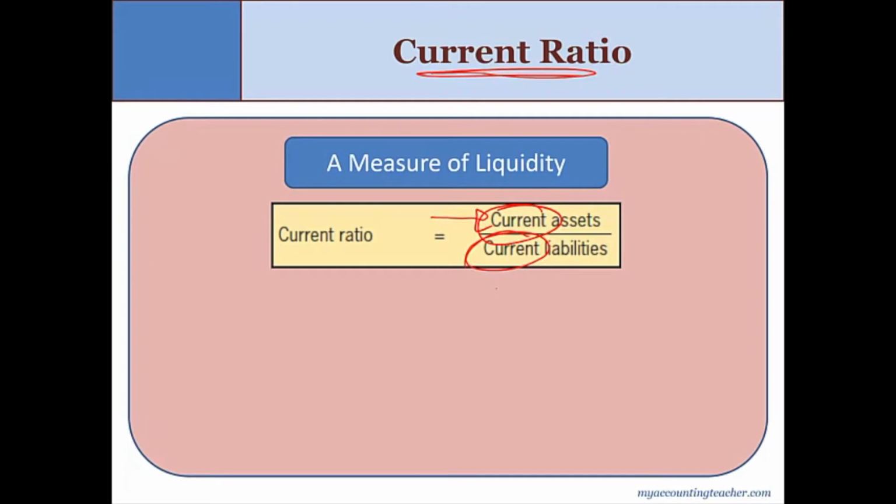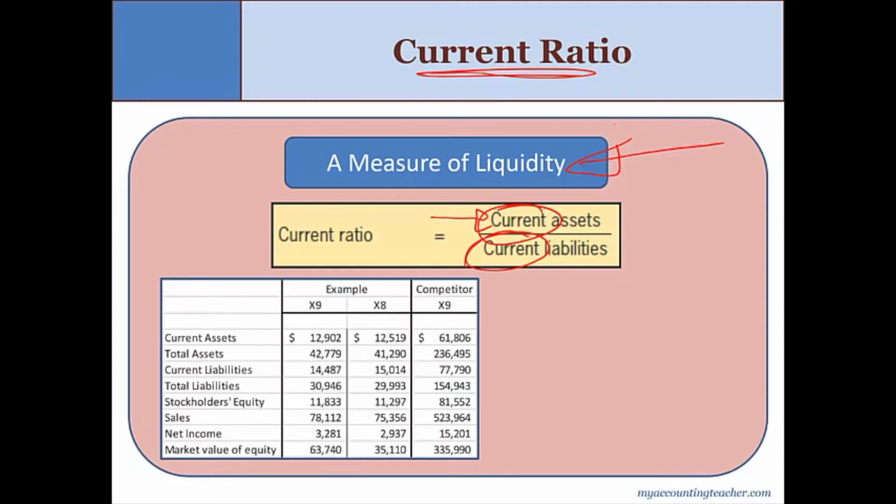What this is getting at is a measure of liquidity. In other words, how quickly are we going to turn our current assets into cash so that we can then pay our current liabilities? Again, it's not a perfect measure of liquidity, but it's an approximation. Using our data again, we're going to calculate the current ratio for our example company. We find out, okay, it's 0.83.